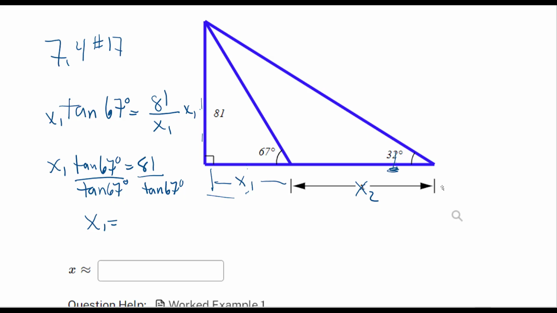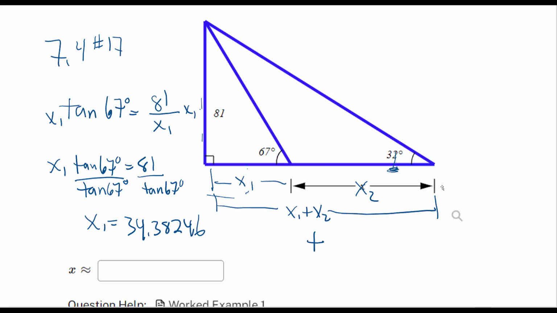Let me get out my calculator here. So here's some dead air time. 81 divided by tangent of 67. And I'm going to get a decimal approximation, so it's going to be 34.38246. Okay, now we can find this other bigger distance, this x1 plus x2.